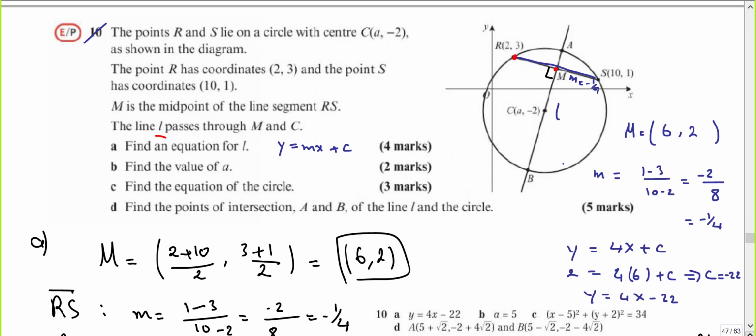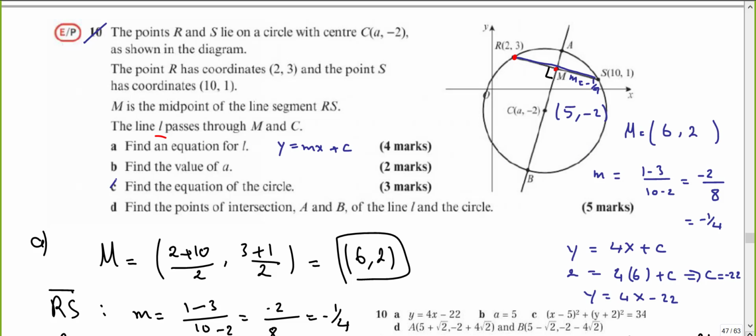After this, they say find A. Find the A for the center. How would you find the A of the center? We'll substitute into the equation y equals mx plus c. Yes, you can do that, of course, because this point is on the line. And you have A equal 5. So now you know that the center is 5 and minus 2.